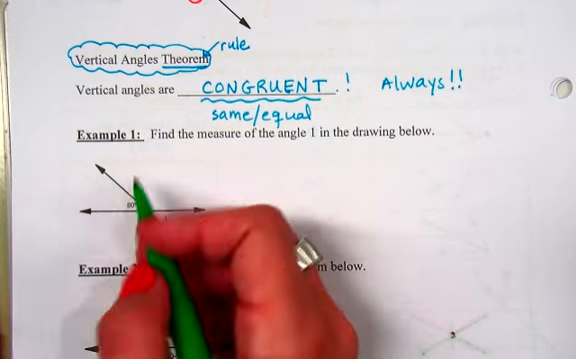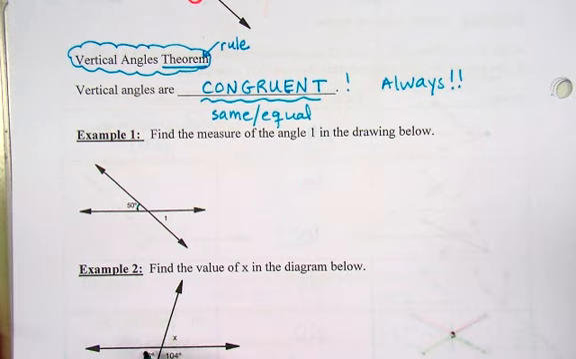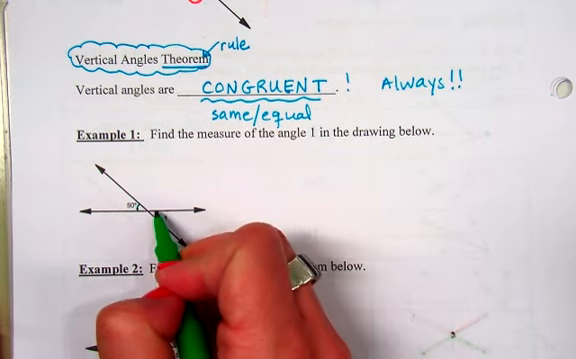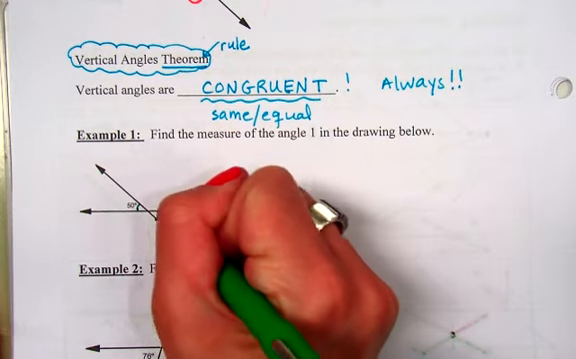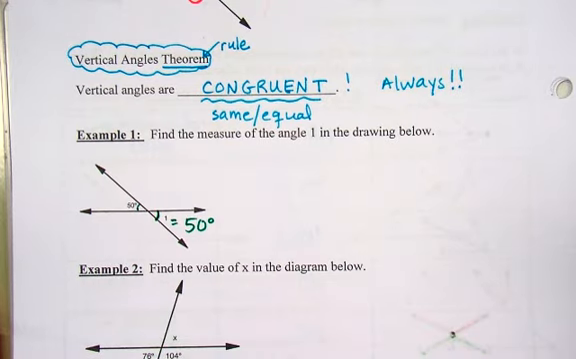So look at example 1. If this angle here is 50 degrees, then its vertical angle, the one that's directly across from it, would equal 50 degrees. Nice and easy. Okay, so just that vertical angle.